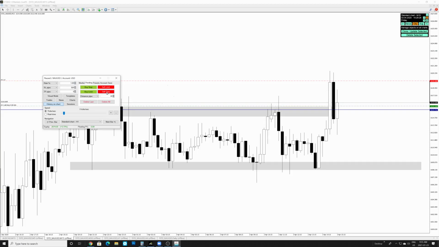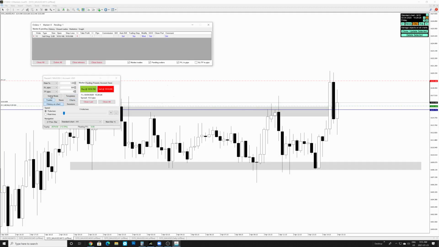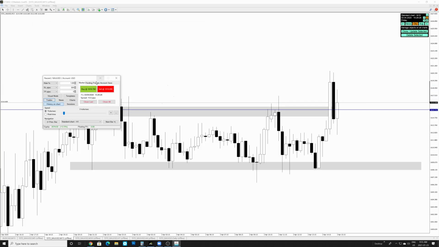Oh, hold on. This is not the right sell stop. So we're going to remove everything, go to trades. So it should be 440. All right. 440 sell stop below the wick over there, and a buy stop is going to be around 21 pips.